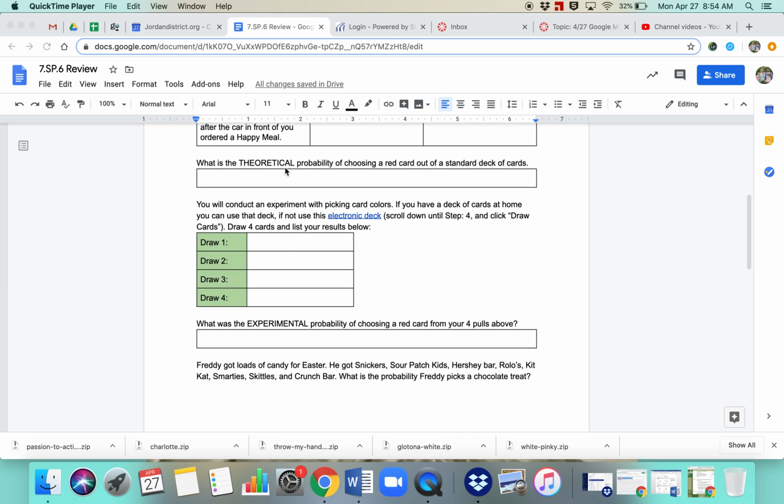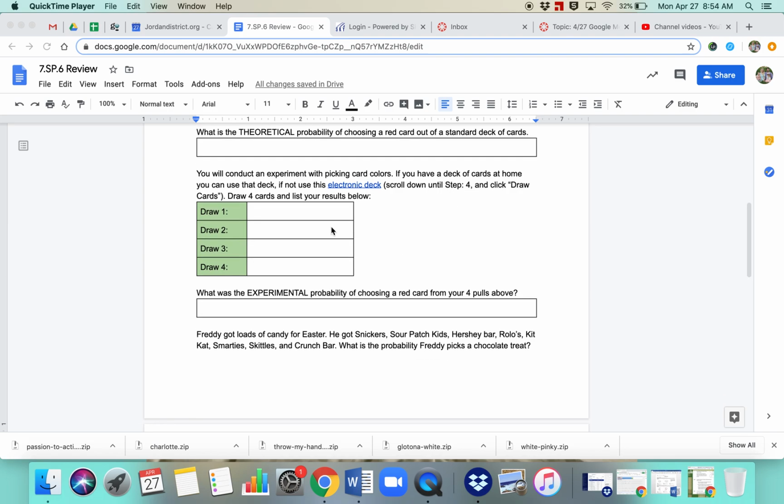What is the theoretical probability of choosing a red card out of a standard deck of cards? You will conduct an experiment with picking card colors. If you have a deck of cards at home, you can use that deck. If not, use this electronic deck. Scroll down to step 4 and click Draw Cards. So, in a standard deck of cards, there are 52 cards.